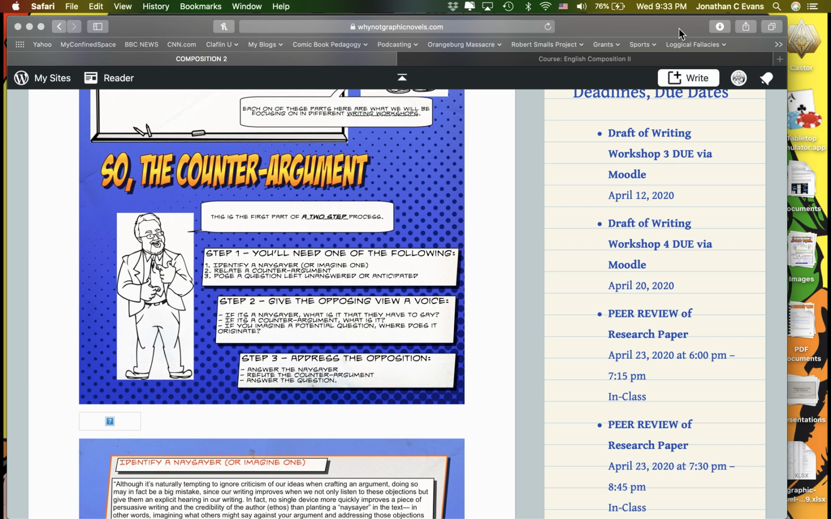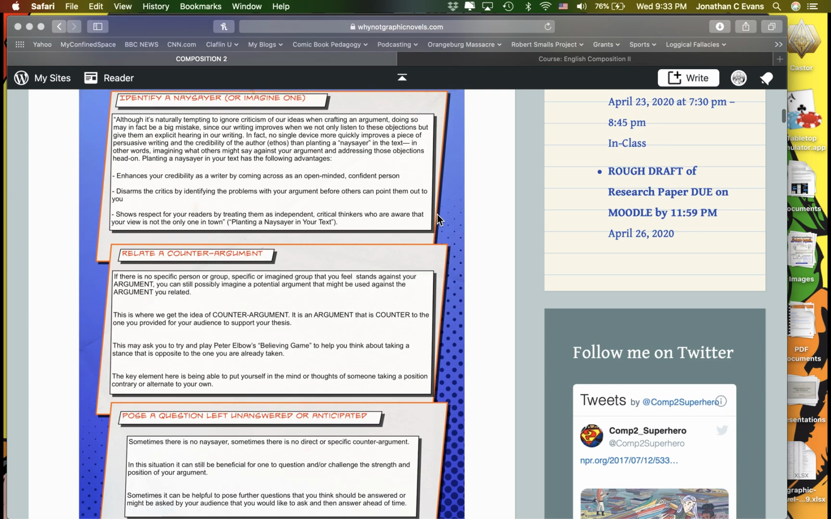But I want to talk about the different kinds of, shall we say, counter arguments that can happen. First of all, sometimes there is a naysayer. And when I say a naysayer, or an imagination of a naysayer, what we're talking about here is the idea that there might be an actual person or source out there that disagrees with you. There may also be a group of people you could imagine that might be in disagreement with you.